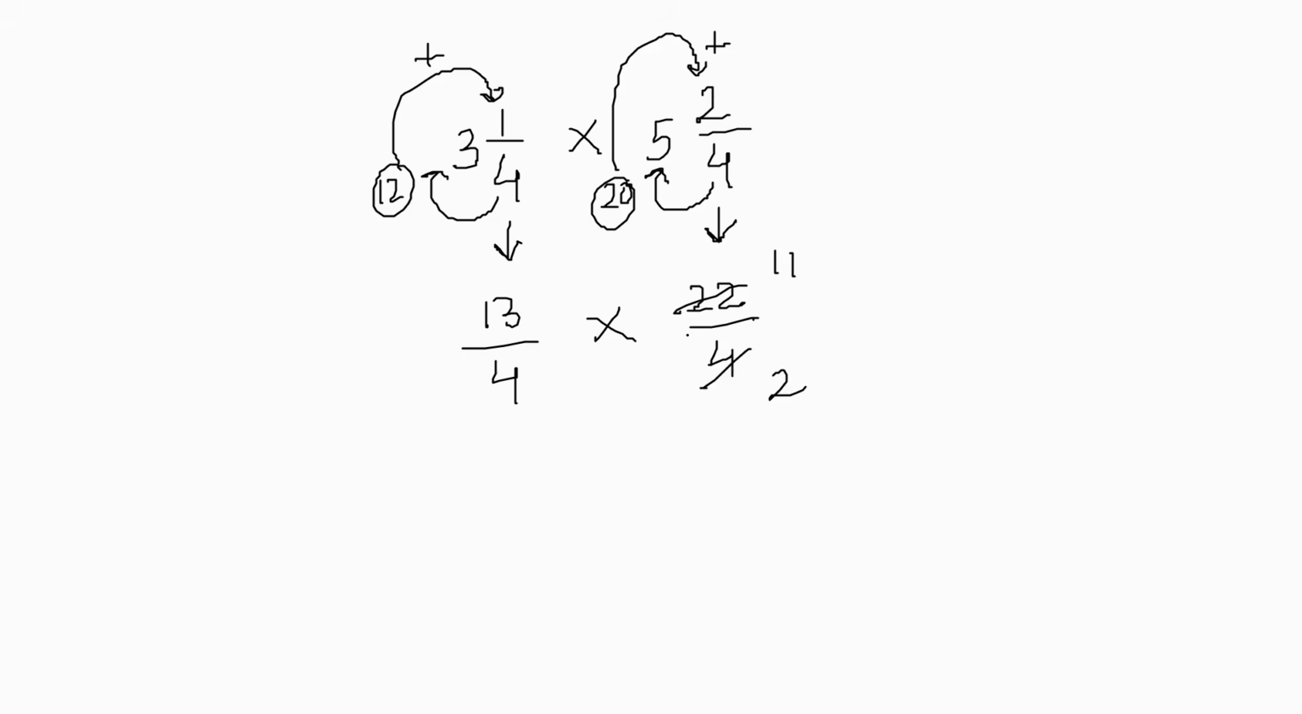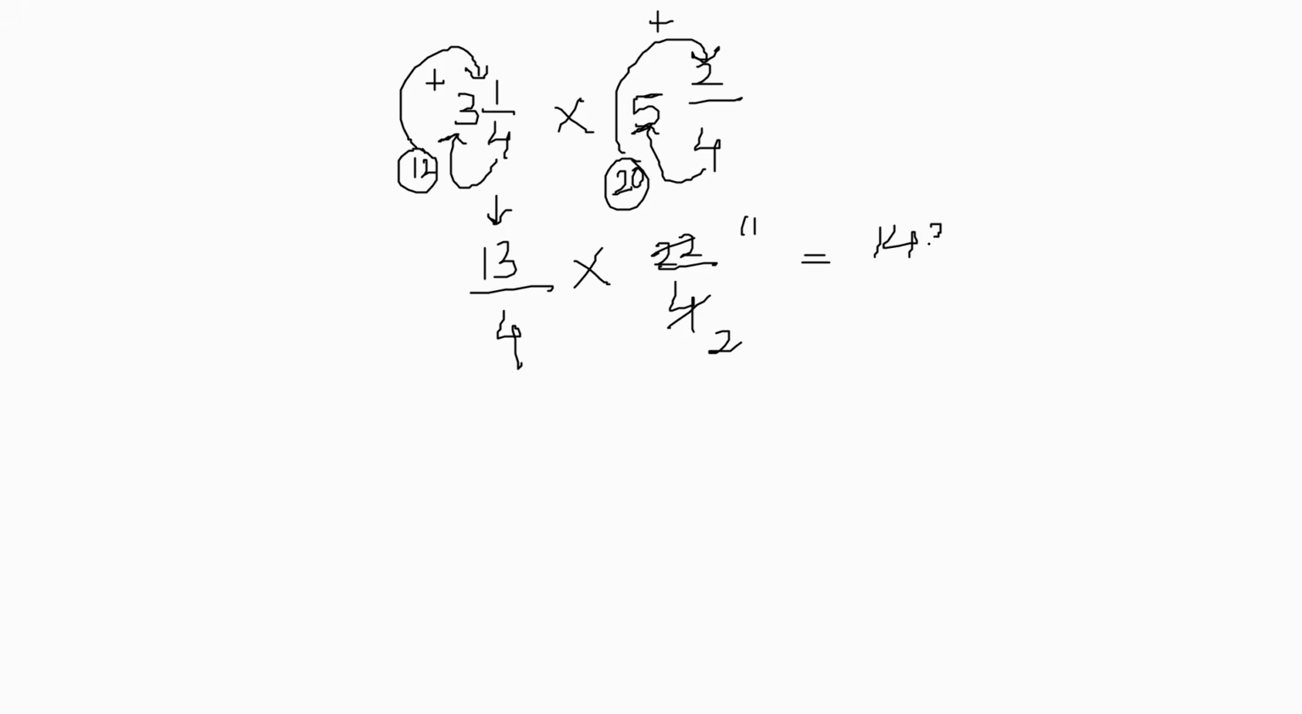Now what can we do? We can directly multiply the numerator with numerator and denominator with denominator. Remember, we can never cancel the denominator with the denominator. It has to be the numerator with the denominator. So 11 times 13 is equal to 143 by 8.